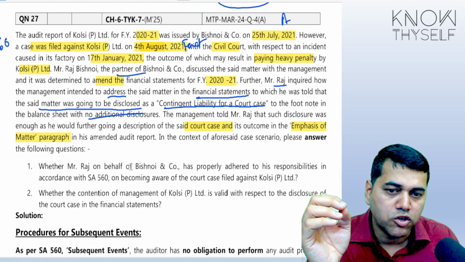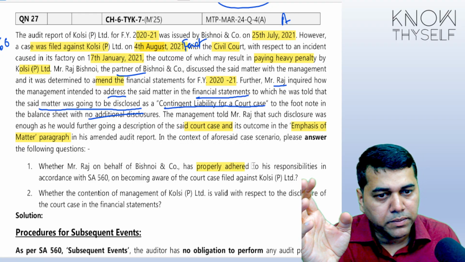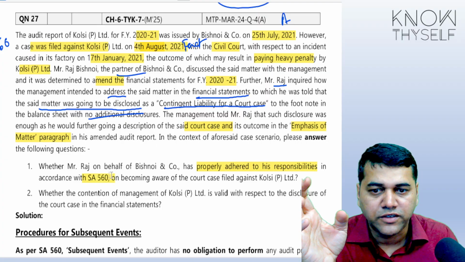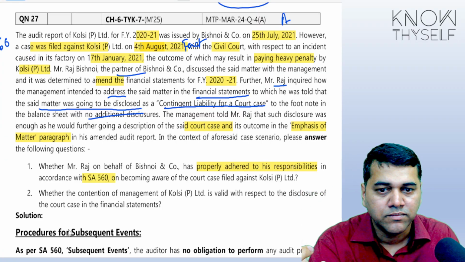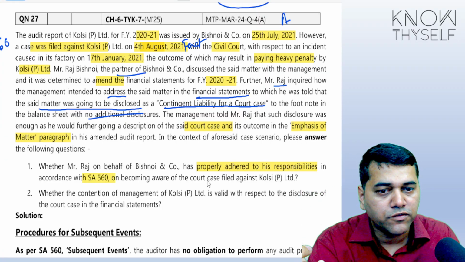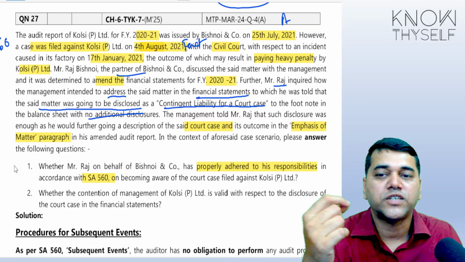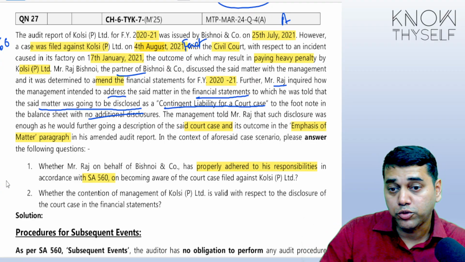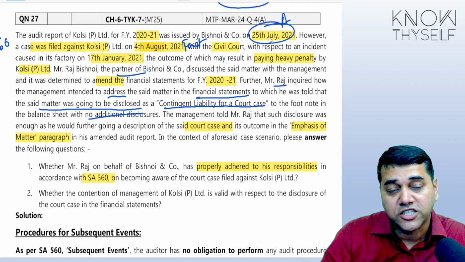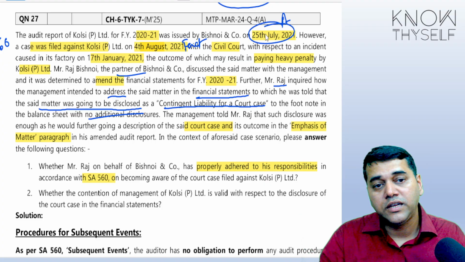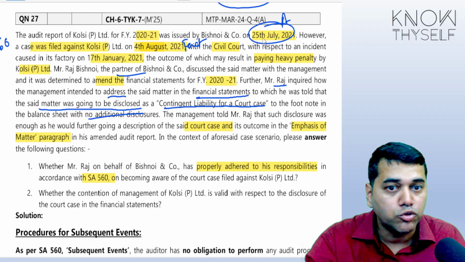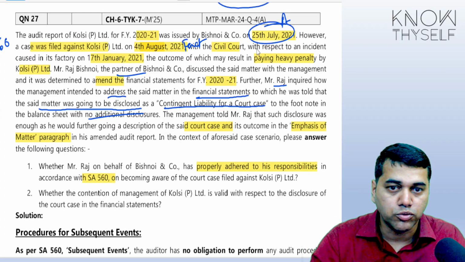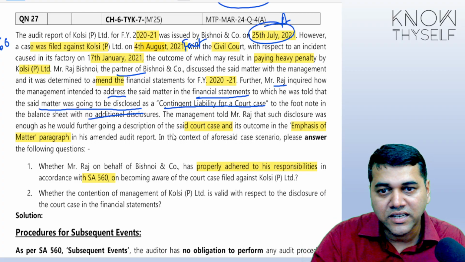Whether Mr. Raj, on behalf of Bishnoi, has properly adhered to the responsibilities of SA 560. So, you have to write about 560. On becoming aware of the fact, for this, first write the objective of SA 560. You tell what you are supposed to do if after the issue of the financial statements, but before they have been released to the investors, you come to know about a fact. And then you should tell, has he done it?